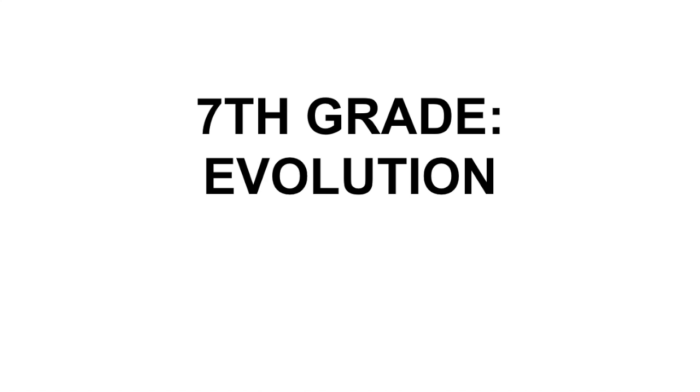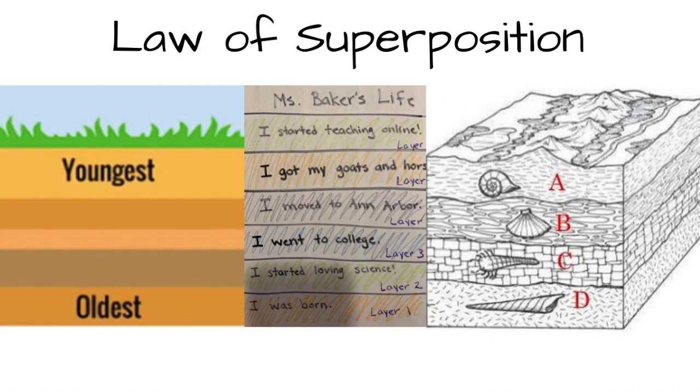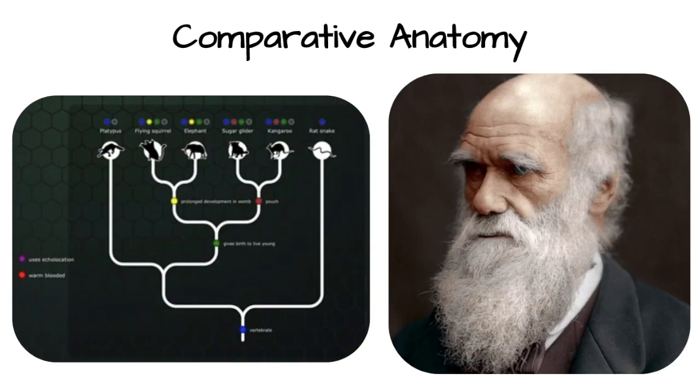Welcome back to our evolution unit. So far, we've learned about geologic time, the law of superposition, comparative anatomy, phylogenetic trees, and Charles Darwin. Remember, phylogenetic trees show which species are related because they have shared traits and common ancestors.